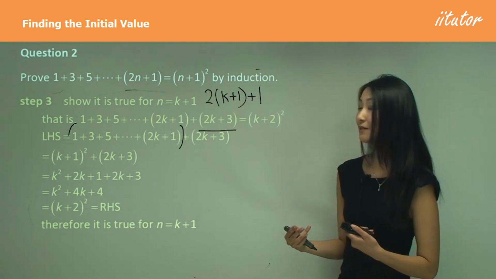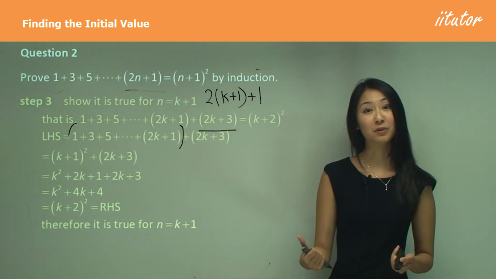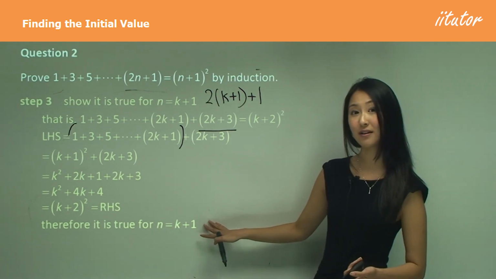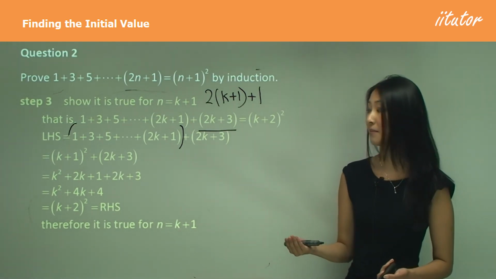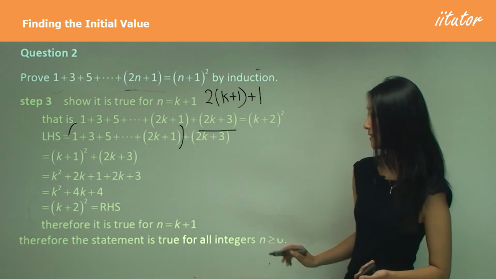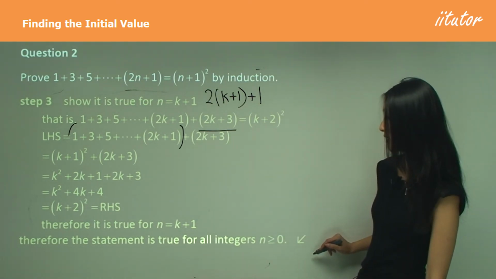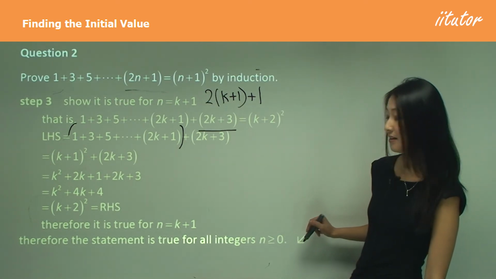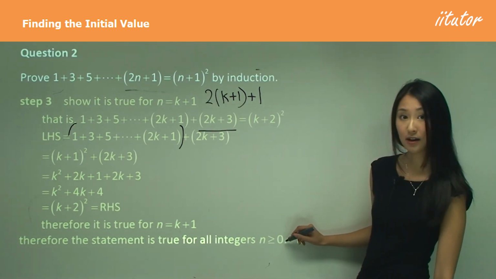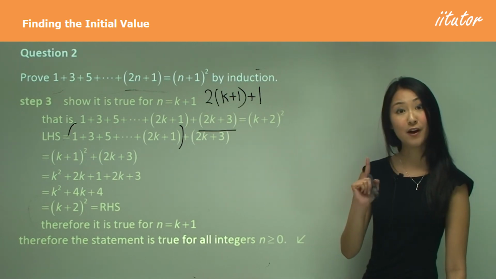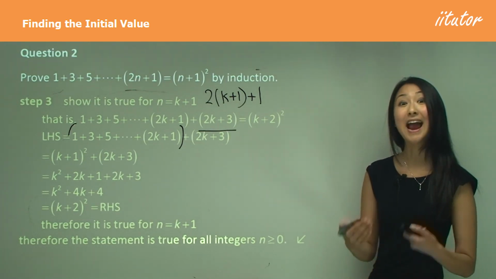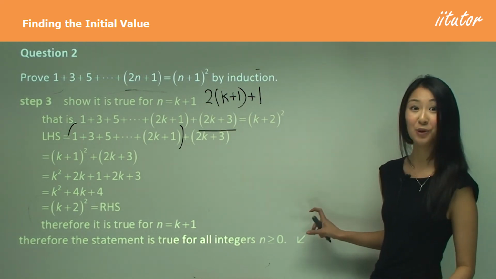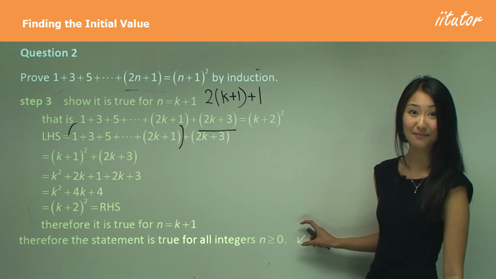And that means if we've proven it's true for n equals 1, and now we've proven it's true for n equals k plus 1, we make our concluding statement. Therefore, the statement is true for all integers n greater than or equal to 0. Yeah? Now, can you see how I've written 0 here? That's because in my first step, I worked out that n equals 0 was my initial value. So be really careful to also write that in your concluding statement.